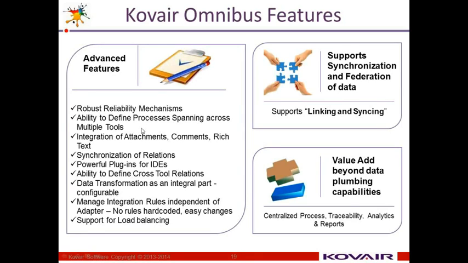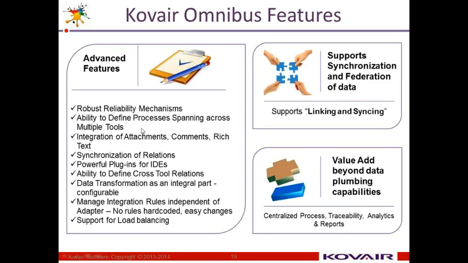Integration of attachments, comments, rich text. Kovair Omnibus also has this capability to transfer any attachment, comments, or rich text content that the record might have. Synchronization of relation. So Kovair not only synchronizes the artifacts between tools, but also its relationships with other artifacts as well. Powerful plugins. So we have powerful plugins for IDEs like Eclipse, Visual Studio, and developers working on these IDEs can directly add or modify an item that resides in the source tool without keeping a copy of that artifact in the IDE.